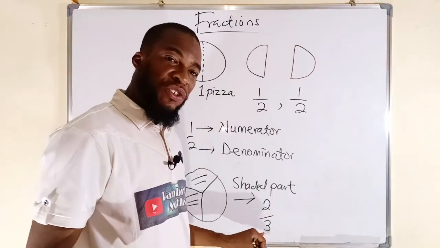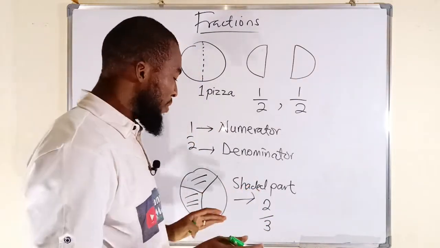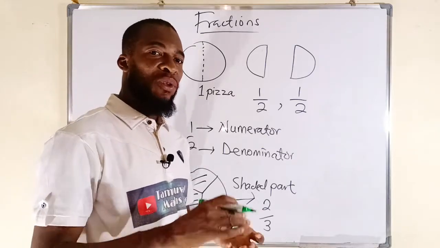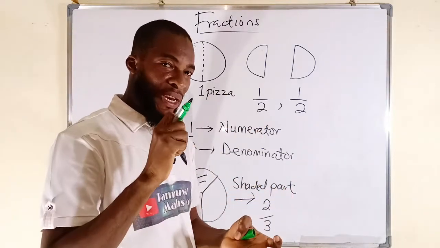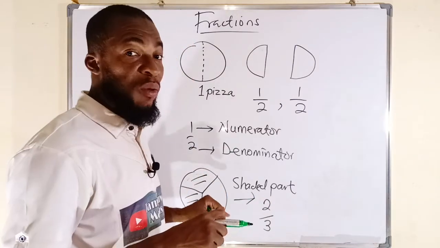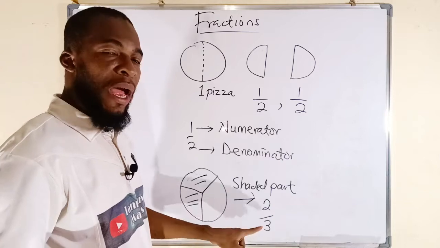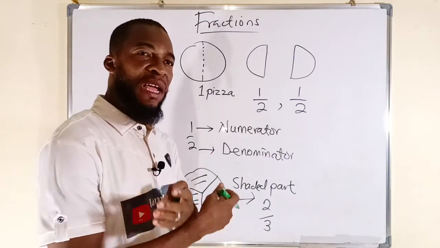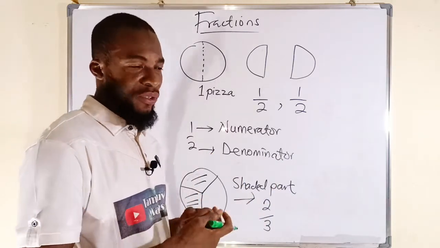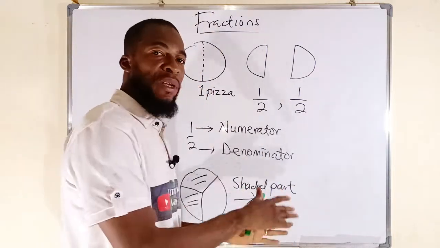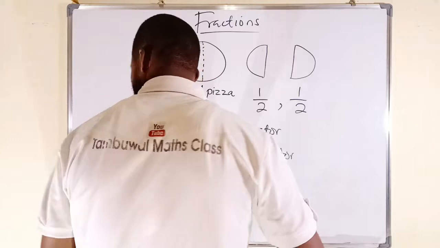The denominator is just the number of times the pizza has been partitioned. And 2 here refers to the number of portions taken out of the total number of partitions. So we have 2 divided by 3. And you may decide to divide it into many portions. Let me take another one. All these are examples of proper fractions.